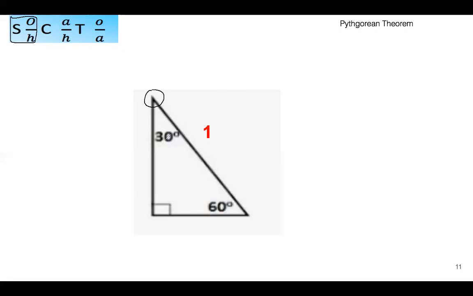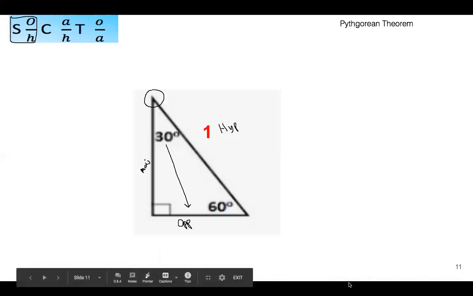The side opposite of my 30-degree angle, which I'm focused on, we're going to call opposite. The longest side right here is length 1, and that's always opposite of the right angle. We're just going to call this the hypotenuse. That's always opposite of your right angle. And the remaining side is called adjacent.